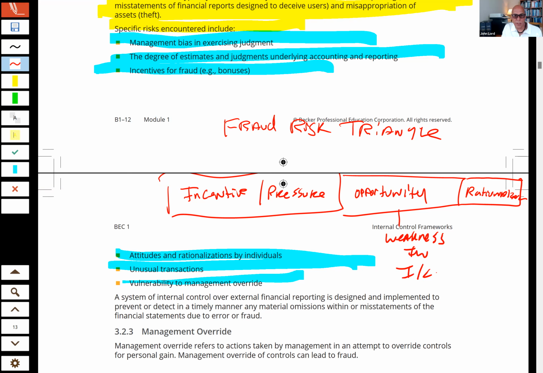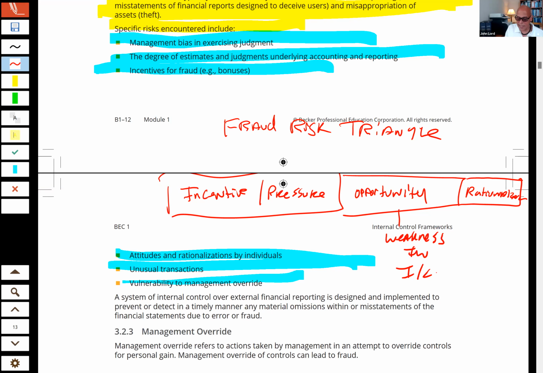Okay, if there's a weakness in internal control, I'm here to tell you people are going to exploit that weakness. It's human nature. People figure out, hey, I can get away with taking home computers and nobody's going to ever ask me about it. Somebody's going to do it. Okay, so there's weakness in the internal control.